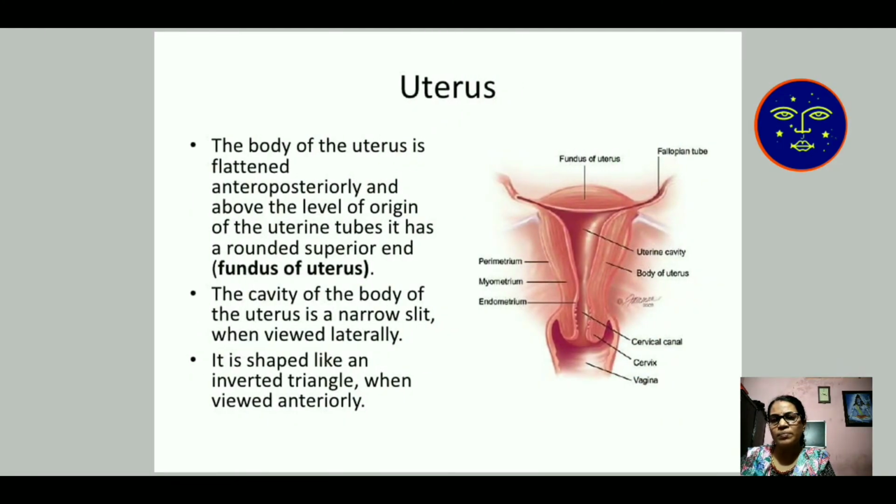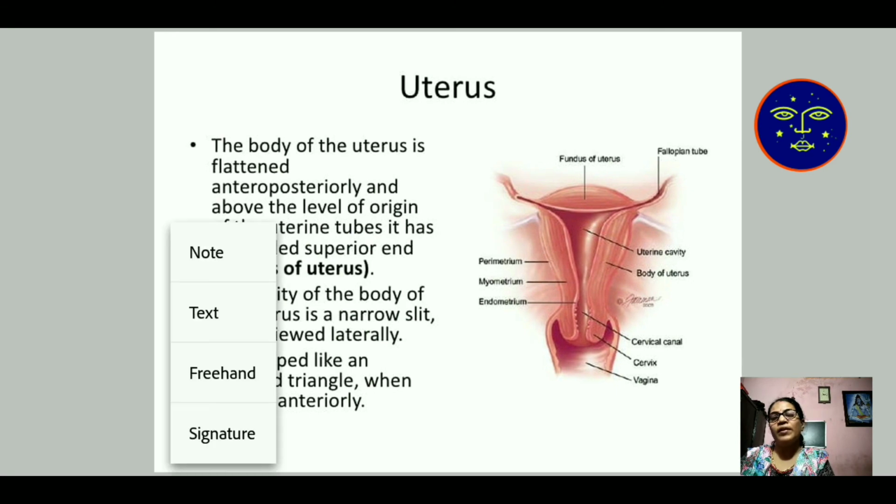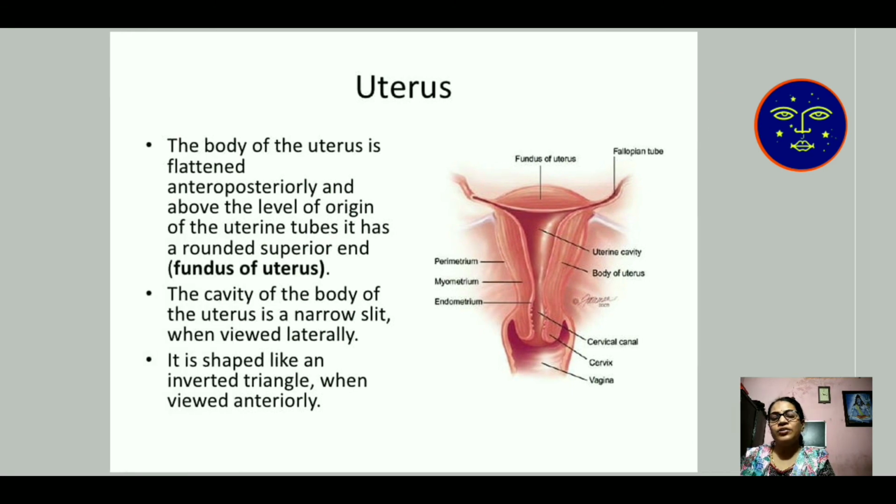Fundus of the uterus, the middle one. The body of the uterus is flattened anteroposteriorly above the level of the origin of the uterine tubes. It has a rounded superior end known as the fundus of the uterus. The cavity of the body of the uterus is a narrow slit when viewed laterally. It is shaped like an inverted triangle when viewed anteriorly.